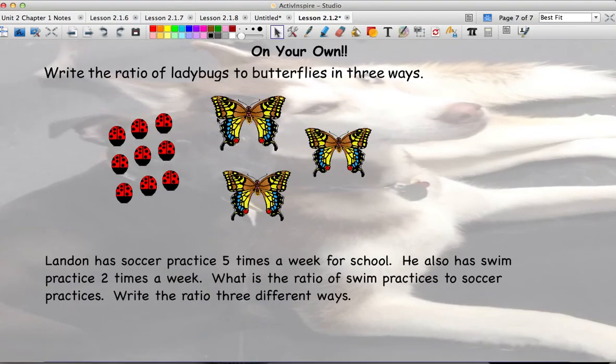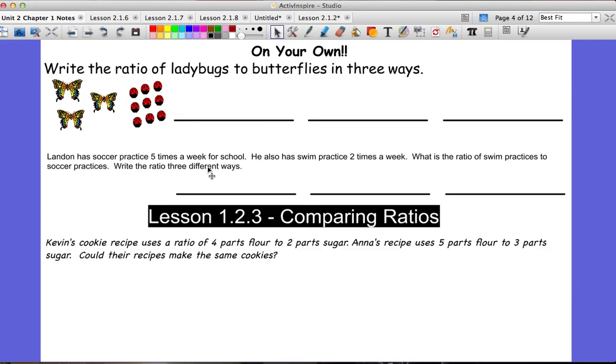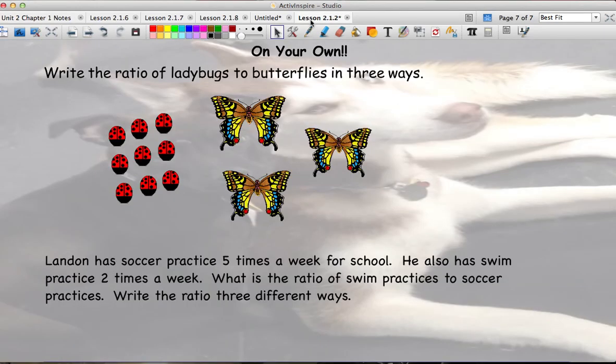All right, so moving right along here, I have 2 problems that I would like for you to try on your own. I would like you to write the ratio of ladybugs to butterflies in 3 ways. And I would like you to answer this word problem down at the bottom and to write the ratio in 3 different ways. You'll notice that you have space on your notes to work this out. And as always, if you have any questions, please be sure to post them to Edmodo so we can go over them in class.